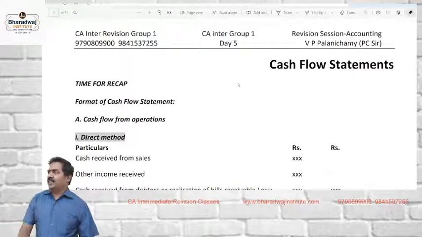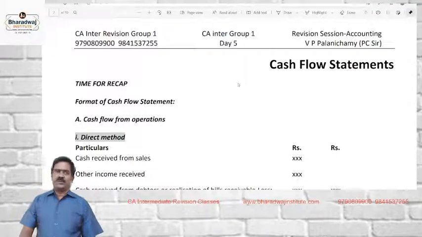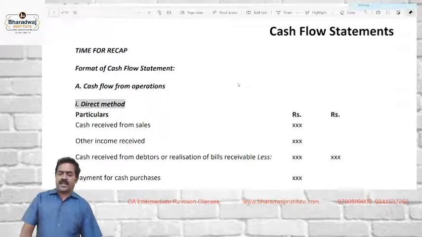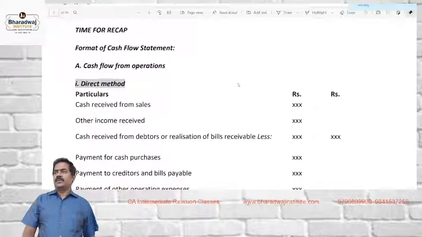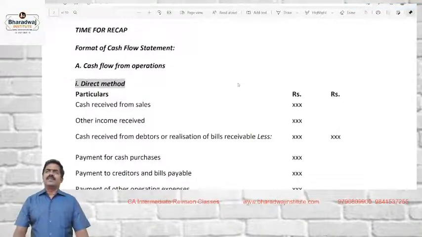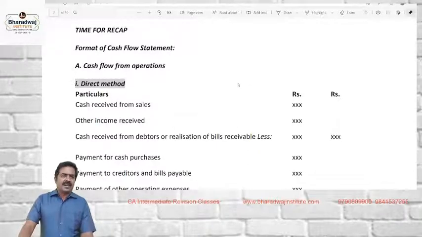Good morning. We'll begin with the cash flow statement, one of the most important areas from your examination point of view. Before we start with the cash flow statement, we know there are three activities. What is the first one? Operating activity. Simple. We take which one? Cash from operations.